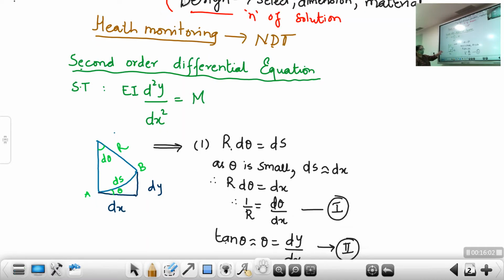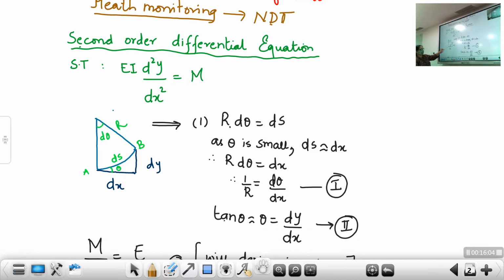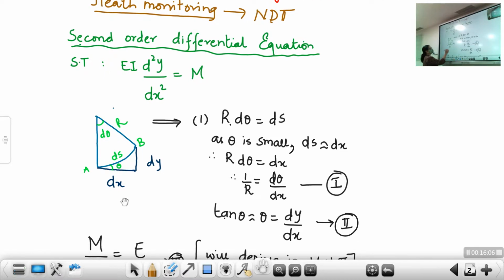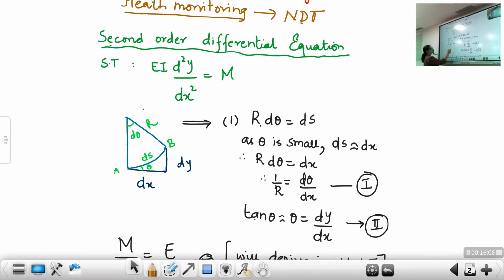Let us move further. So we'll write that as equation 1. Also from the geometry of the figure, see this figure? You know that this is a small triangle. So tan theta is dy by dx. Since theta is a very small angle, you can write tan theta is equal to theta. So you get theta as dy by dx. That turns out to be the second equation.